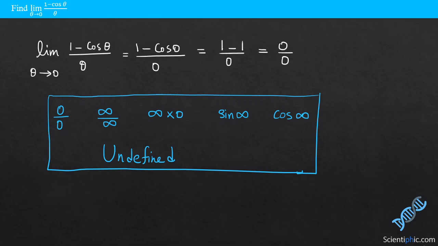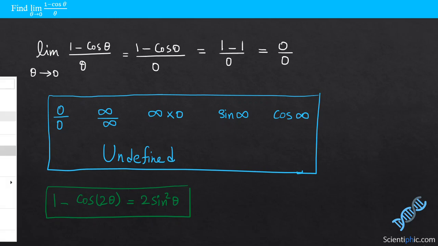So we have a very famous expression: 1 minus cosine of 2 theta is 2 sine squared of theta. So we are gonna use this expression, and using this expression we are gonna simplify the fraction that we have.